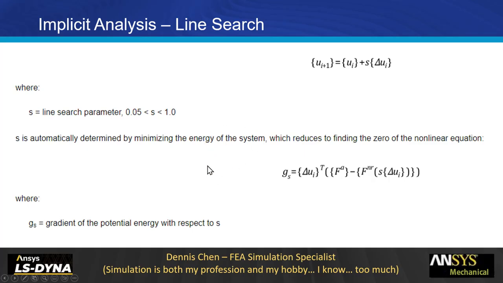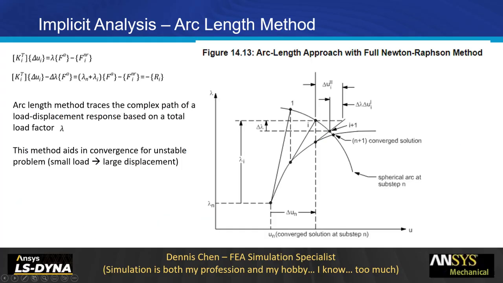Arc length method is really a way to trace the complex path of a load-displacement response, right? So it's a way to get convergence when you have an unstable problem, such as one where you have a small amount of load generating a very large amount of displacement. I've seen this done for post-buckling behavior, for example. Stuff like this, I think in Mechanical, you turn it on yourself. In Dyna, there's also an option to turn this on. But just know to look into this when you have an unstable problem, a small load, large displacement type of problem. This might be a good option to have as well.